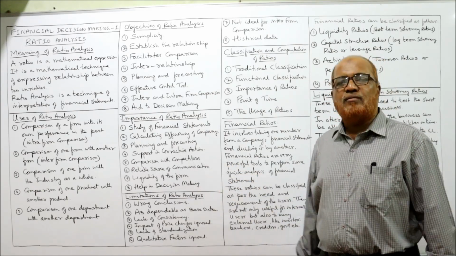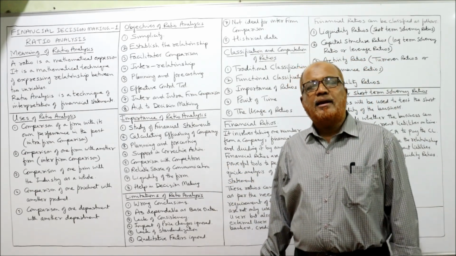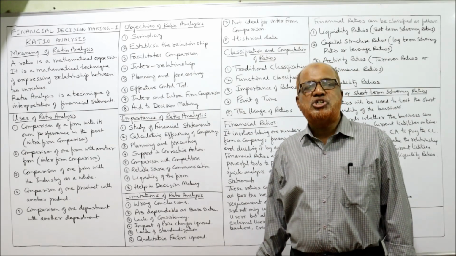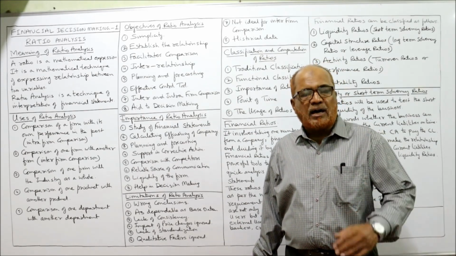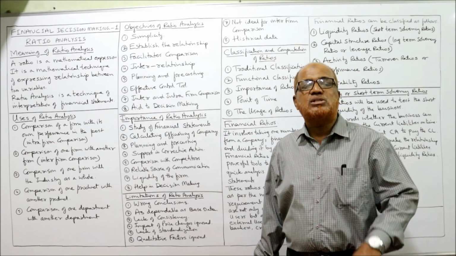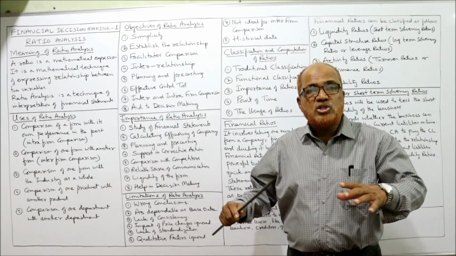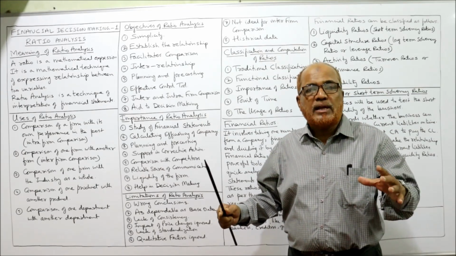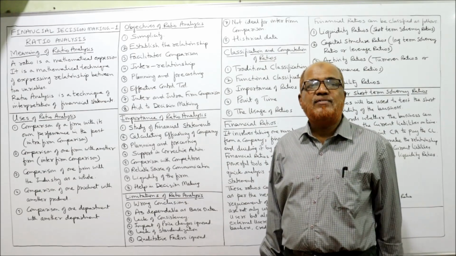Calculating efficiency of the company. By calculating the ratios, we can measure whether efficiency of the business has increased or not. So it's a measure of efficiency. Ratio analysis is a measure of efficiency.